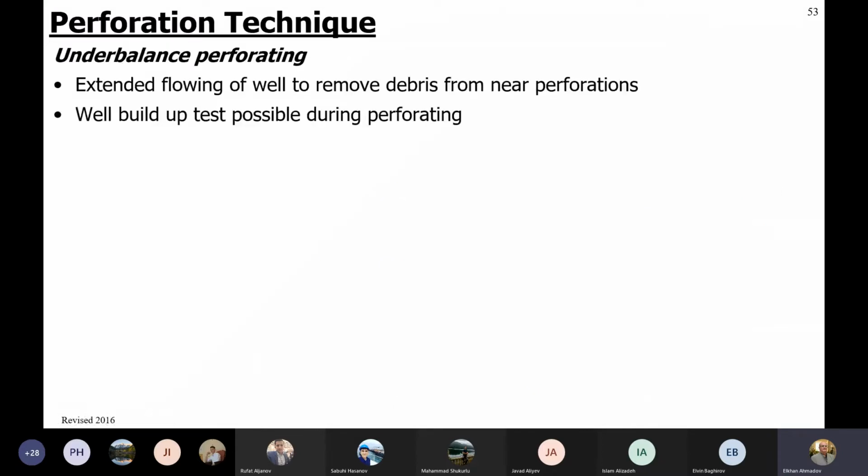Any questions about the retrievability of the gun system or perforators? May I ask a question? Yes, of course. How about semi-expandable? What do you mean by semi-expandable? If I'm not mistaken, there is another type, semi-expandable. I saw it in one video.